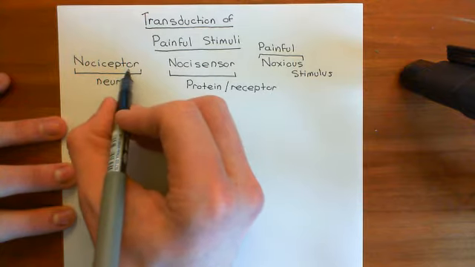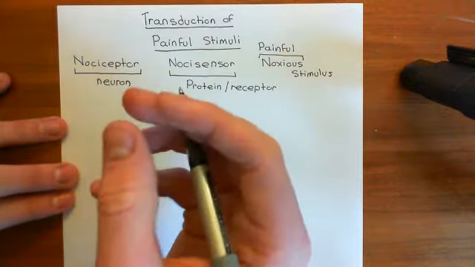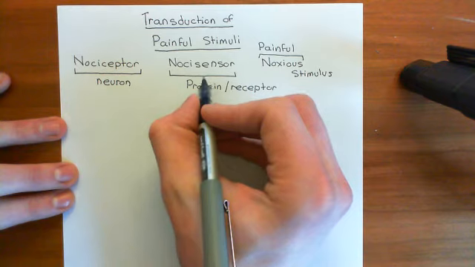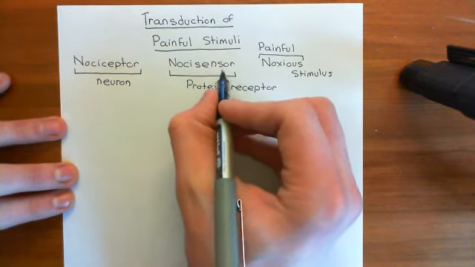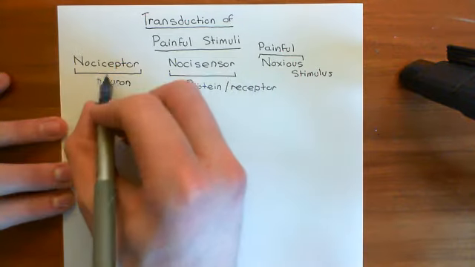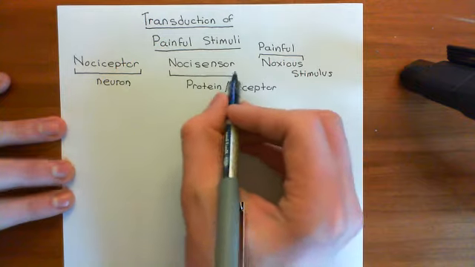The nociceptor refers to the nociceptive neuron, the whole neuron which detects the painful stimulus, whereas the actual receptor which detects the painful stimulus, that is within the neuron and therefore is going to transduce the noxious stimulus into an action potential within this nociceptor, is called a nocisensor.